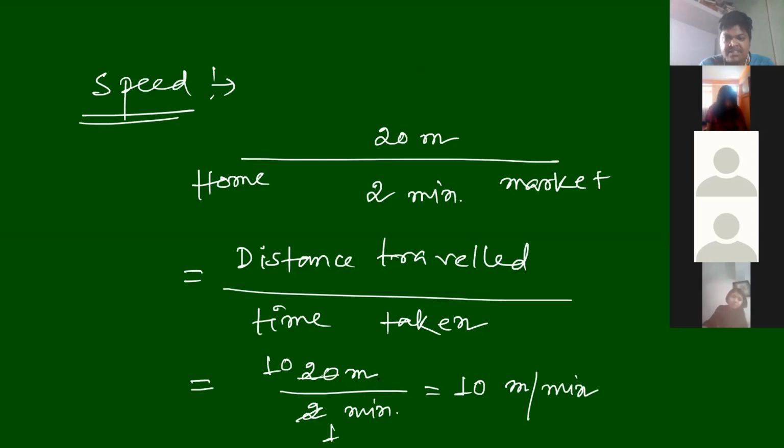As you can see, meter was in the numerator and minute was in the denominator, so it will be 10 meter per minute. So speed is defined by the distance traveled by an object in a specified amount of time. In this case, I'm covering a distance of 20 meter and taking a time of 2 minutes. So the distance traveled divided by time taken is 20 upon 2, and it is 10 meter per minute.